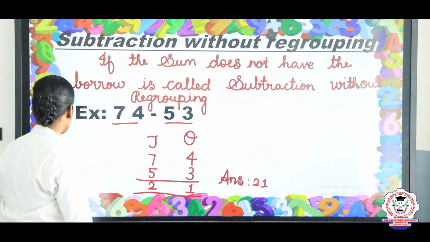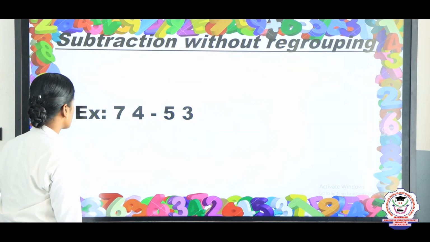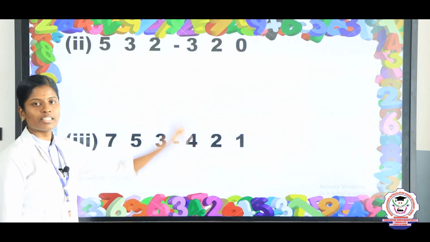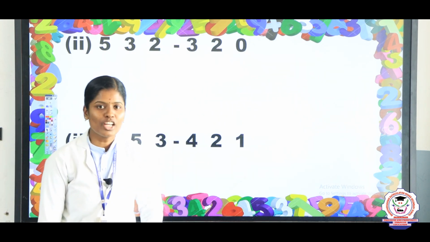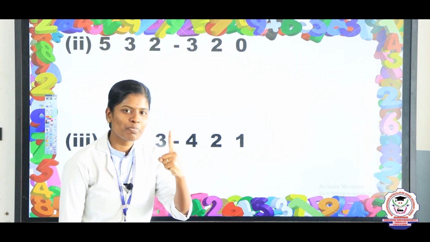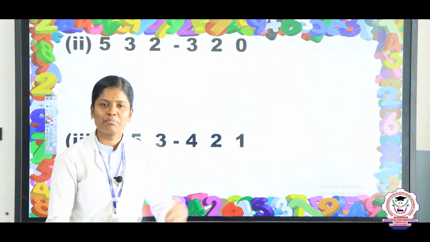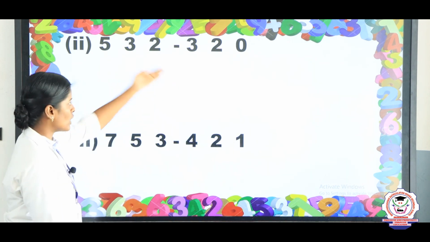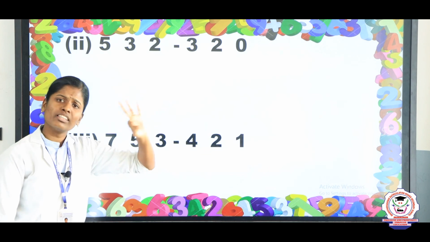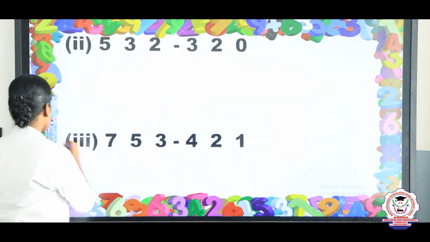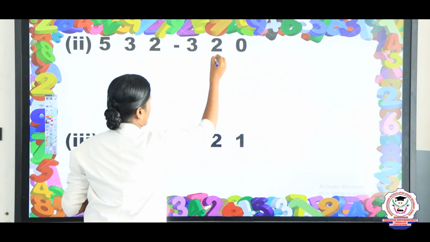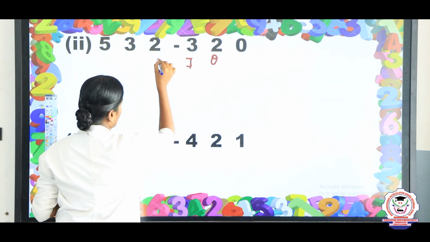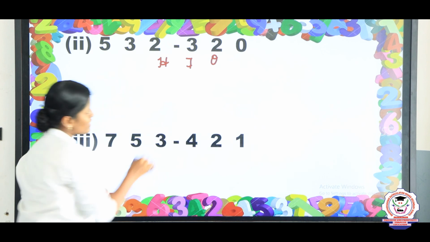Listen my dears. Our next example is a 3-digit number, 532 minus 320. What is our first step? Very good. Our first step is place values. Here we have a 3-digit number, so write 3 place values: ones, tens, hundreds.